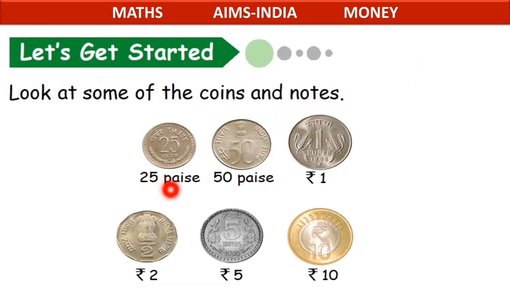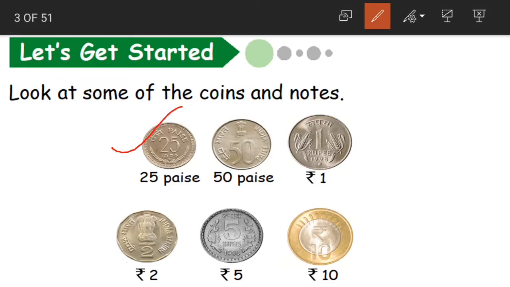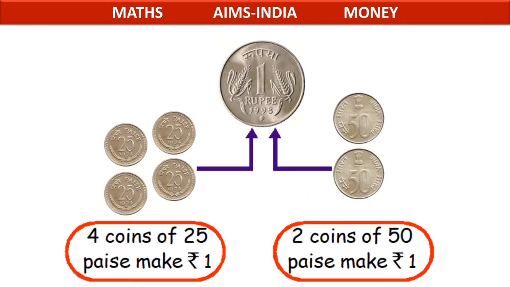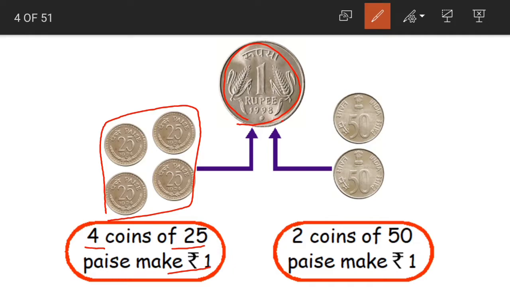First, let us look at some of the coins and notes. This is a 25 paisa coin, 50 paisa, 1 rupee, 2 rupee, 5 rupees and 10 rupee coins. And if we break down the value of 1 rupee, I don't think you might have seen 25 paisa and 50 paisa coins, but they were in use a few years back. If we break down the value of 1 rupee, 4 coins of 25 paise make 1 rupee.